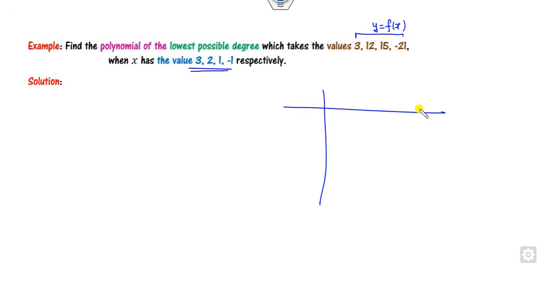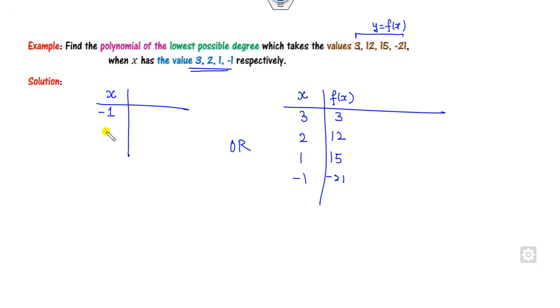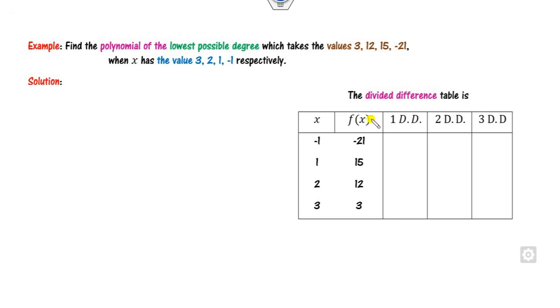So you have to write x and f of x first. Either you can start like here, where the x values are 3, 2, 1, minus 1, with the corresponding values, or, for the calculation's sake, you can write the smallest value first: x is minus 1, 1, 2, 3. The corresponding value of f of x when x is minus 1 is minus 21. Then it's 15, and so on. So you will get this expression.